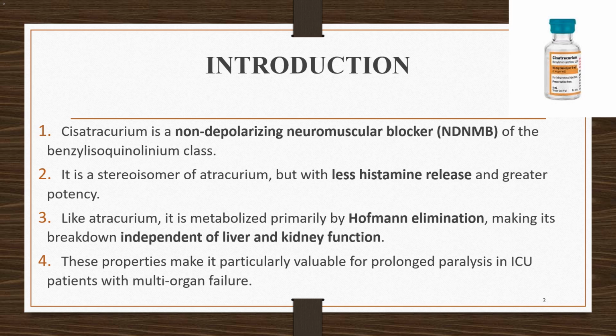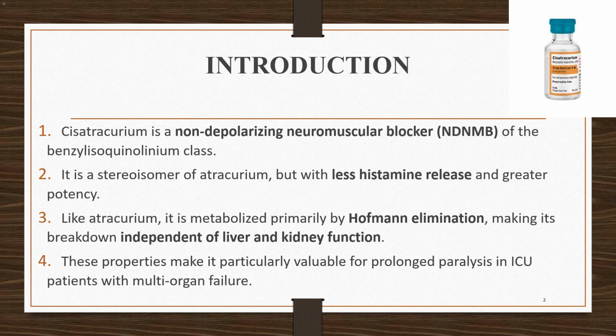2. Cisatracurium is a stereoisomer of Atracurium. This means it's a mirror image version of Atracurium with some differences in effects. Cisatracurium has less histamine release and greater potency compared to Atracurium. Less histamine release means fewer side effects like low blood pressure.